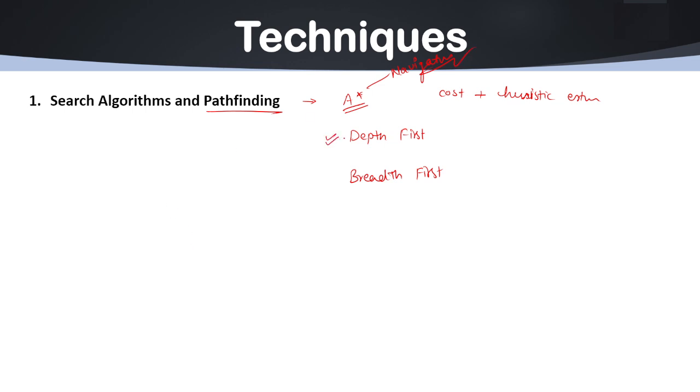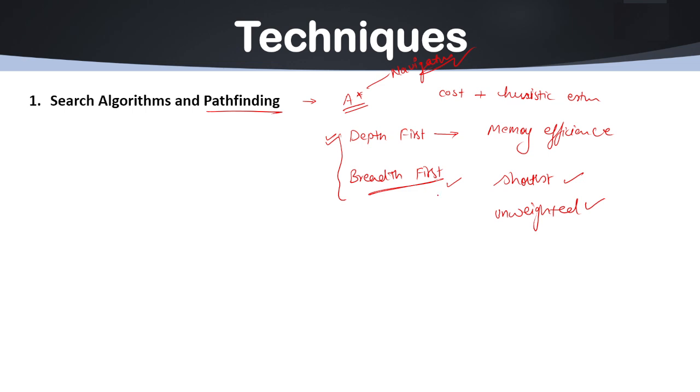All right. Now, depth first search and breadth first search are classical search strategies used for traversing state spaces. Depth first search can be memory efficient. And breadth first search can ensure finding the shortest path in an unweighted graph. This is a very important statement. Breadth first search algorithm ensures finding the shortest path in an unweighted graph. All right. So all these are search algorithms and path finding.